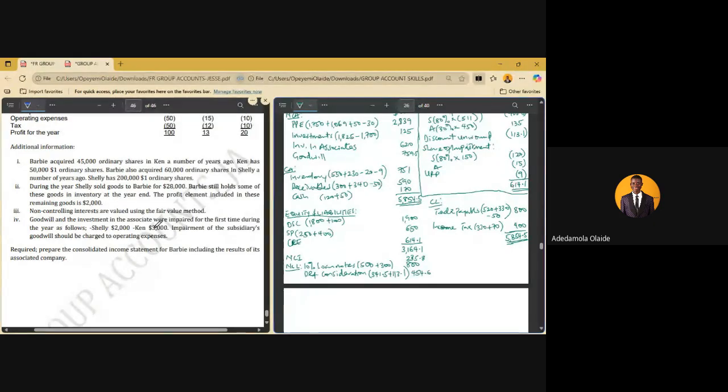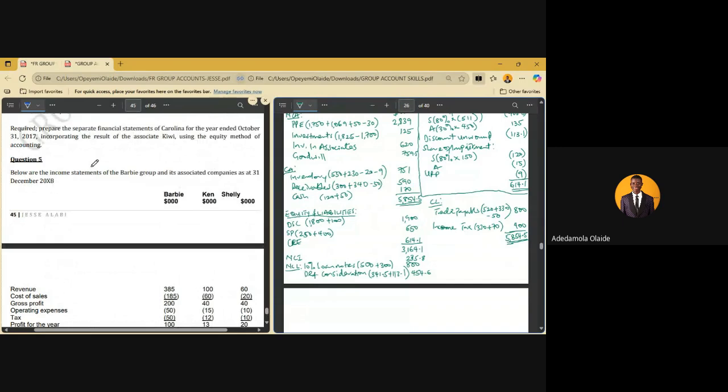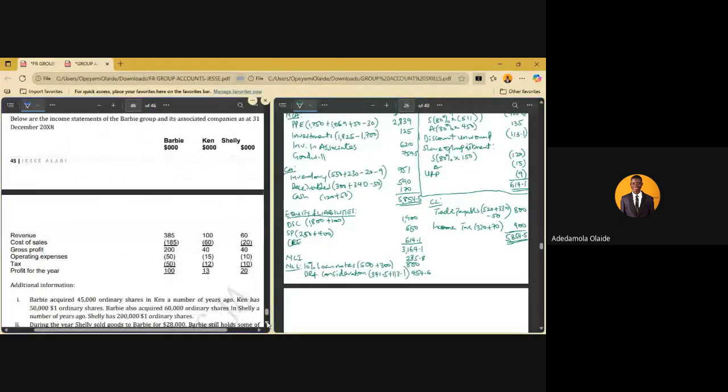So like I said, that one is on income statement consolidation. And just like we have in the case of the first one we looked at, it has both associate and subsidiary. So you can see they did not tell us which one is associate, which one is subsidiary. But we have Barbie Group. So we'll say note 1, question 5.